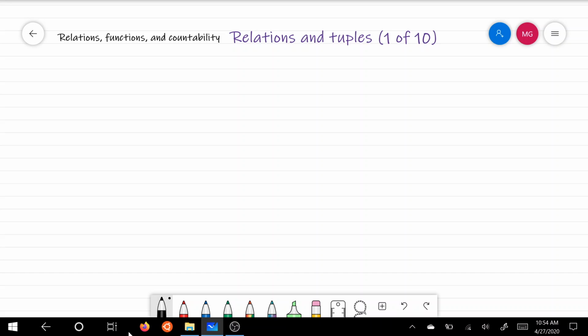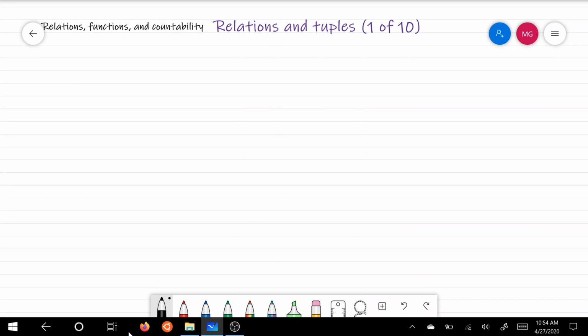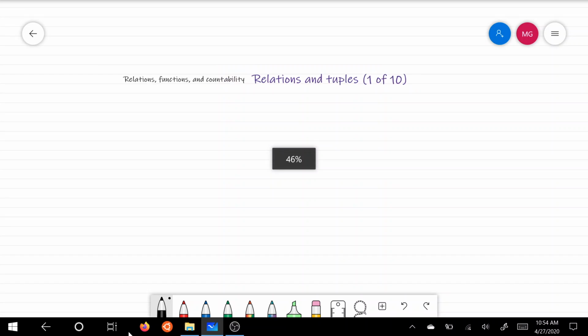So we've already talked about relations and tuples in IndProp, where we defined relations using inductive propositions. This isn't exactly how math folks tend to do it. They tend to think of a relation in a slightly different way.